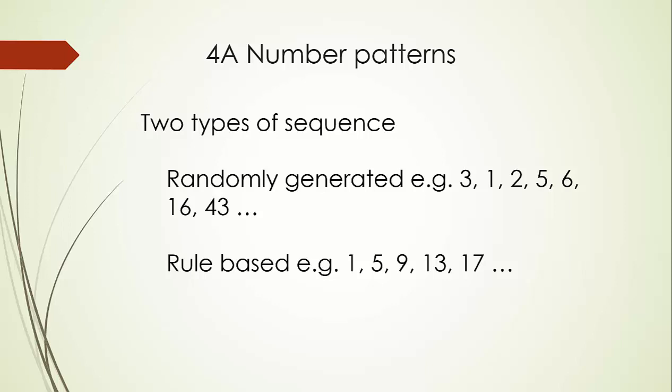We can have them randomly generated, which is just a random series of numbers with no relationship between them at all, or a rule-based one, where if you examine the sequence of numbers, you will see that there is a rule generating the next number. You'll probably see that it is adding 4 each time, starting with 1. The ... by the way, is technically called the horizontal ellipsis, and its purpose here is to say that the sequence continues after the numbers which are given.